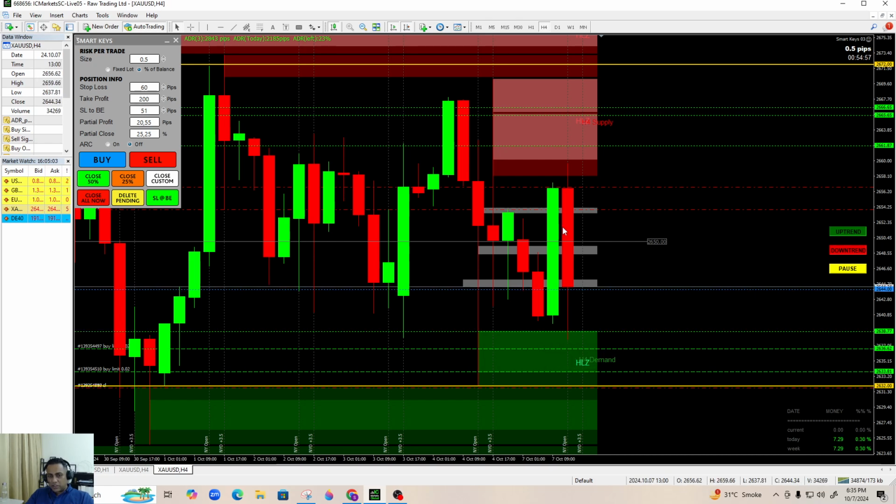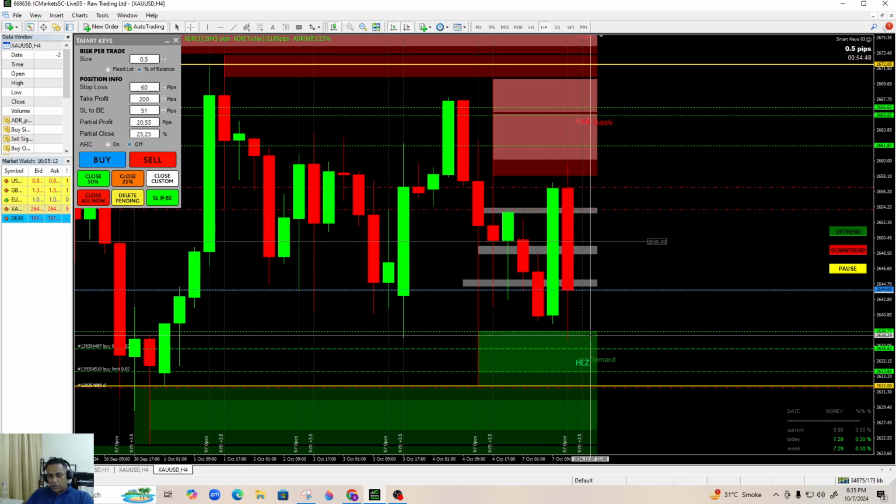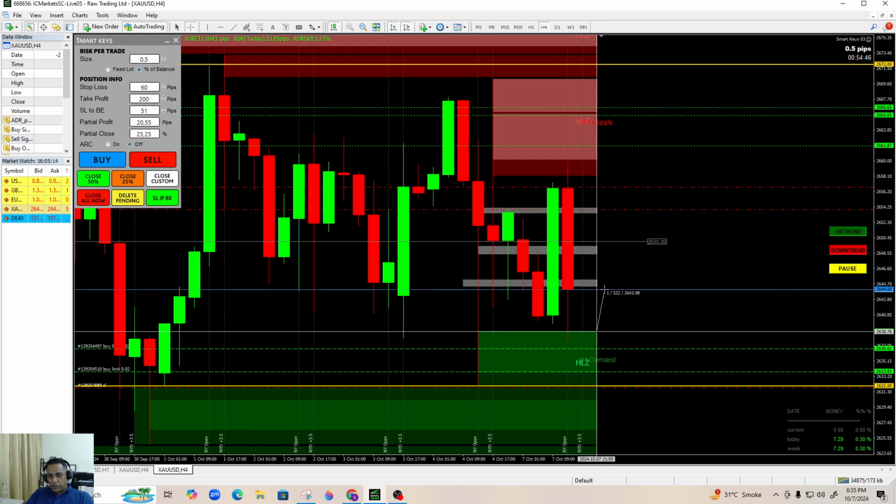And that's so price did not come to the supply area, but it did come exactly to the green area that we had marked. And we went and we hit our TP and we got about 52 pips on that trade and we're done, right?